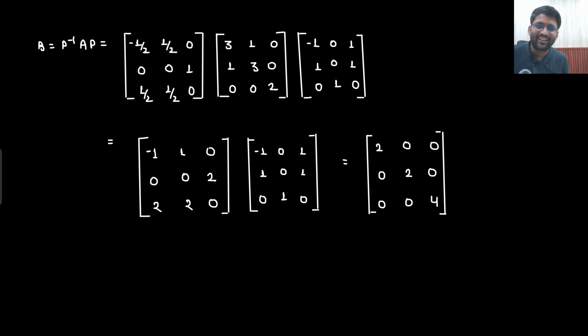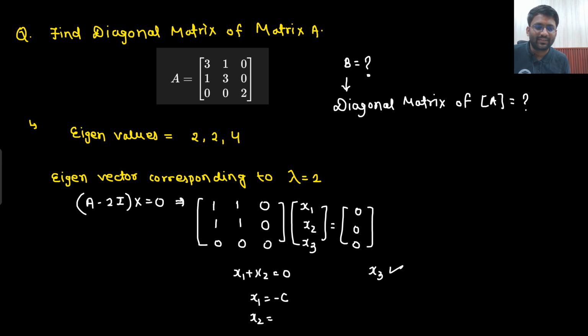Let me see the solution, and then I will say what I have taken. So I have taken minus 1, 1, 0. Okay, so x1 I am taking as minus c, x2 I am taking as c, and x3 I can take anything random. So x3 is also a free variable. So let's call this c1 and x3 as c2. So x3 is c2. So this is what I have taken.